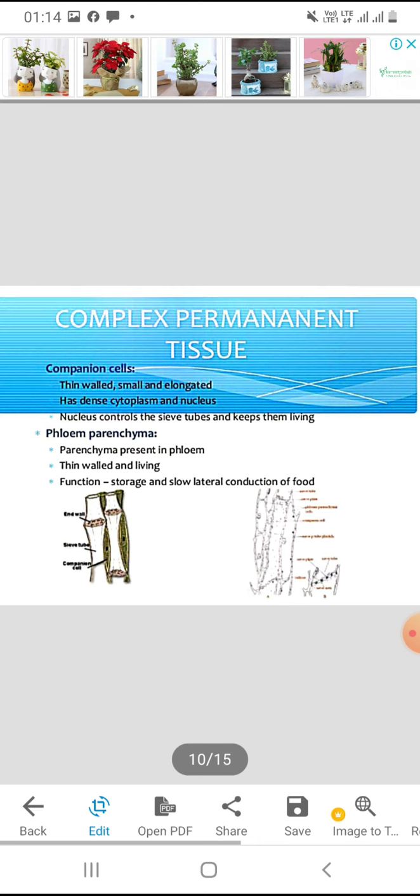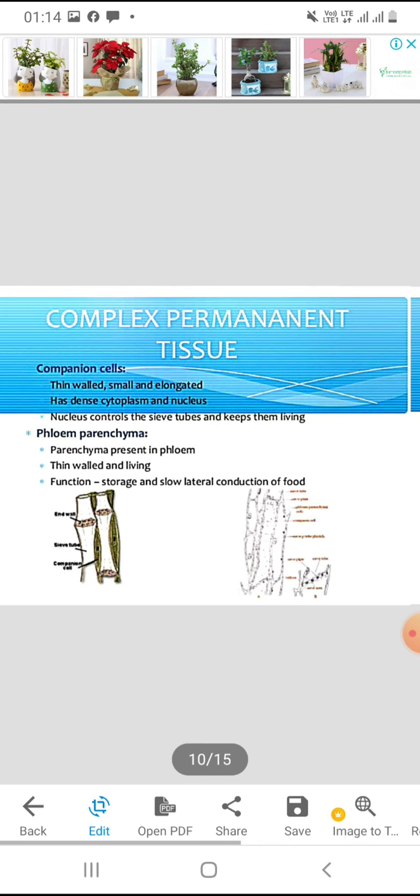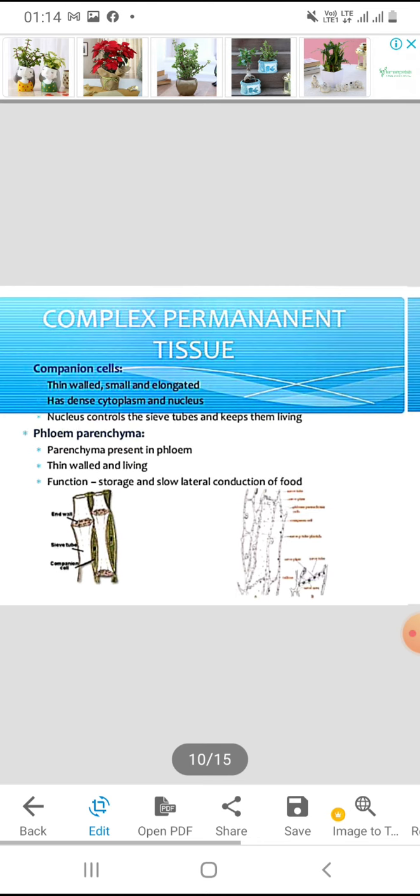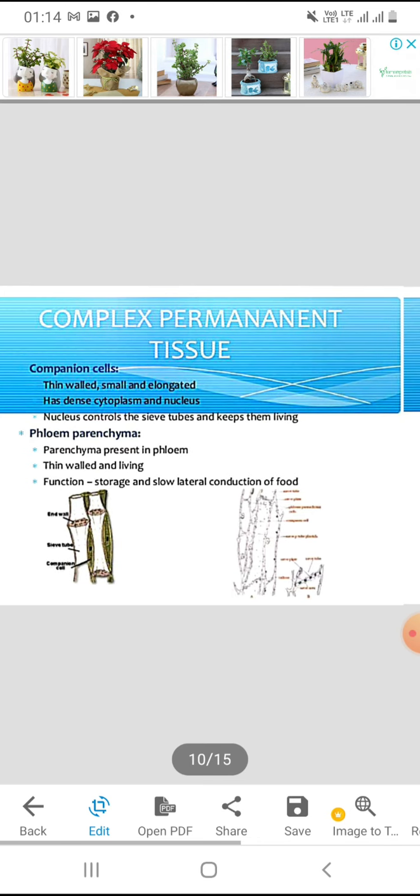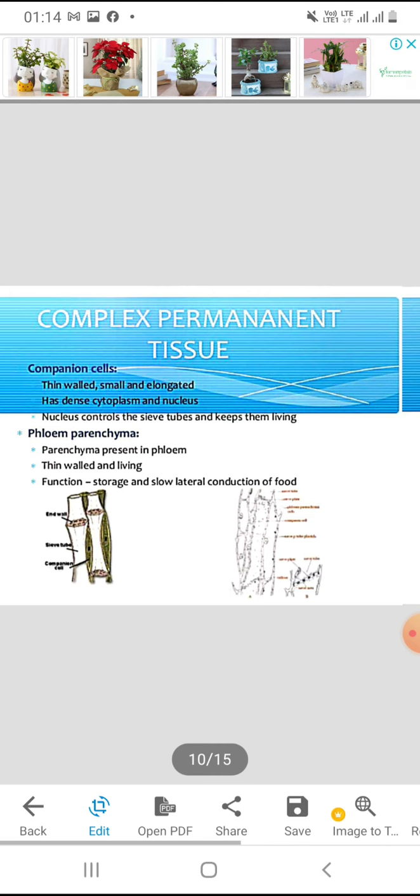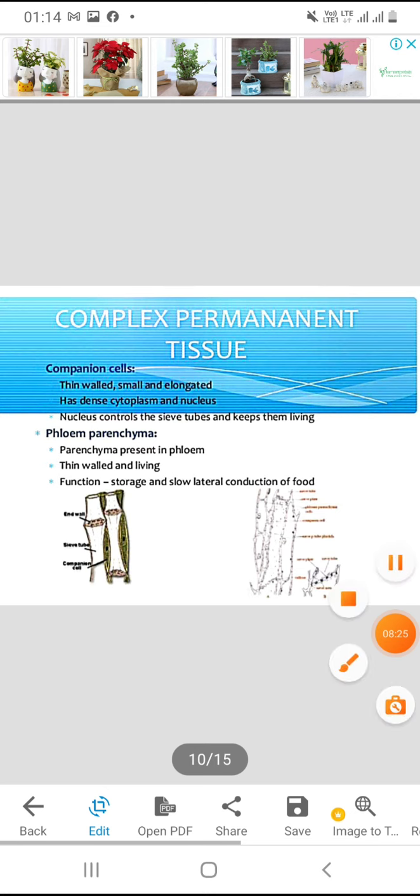Next point is companion cells, a complex permanent tissue of phloem. These are thin walled, small and elongated, with dense cytoplasm and nucleus. The nucleus controls the sieve tubes and keeps them living.